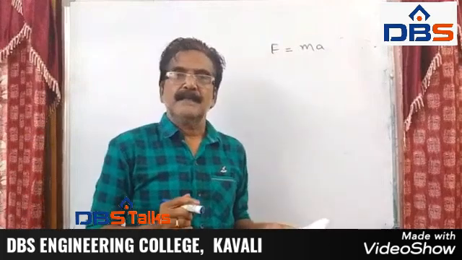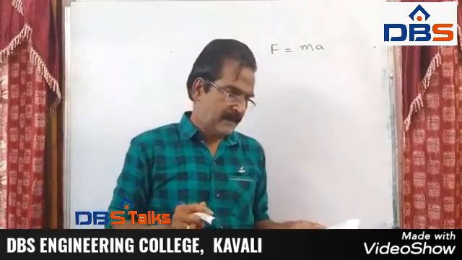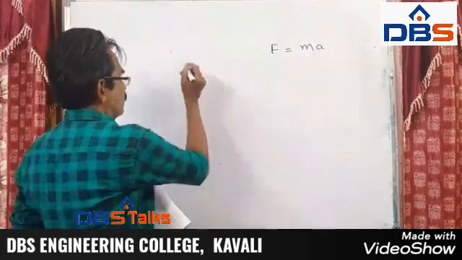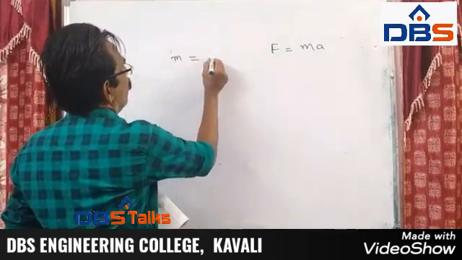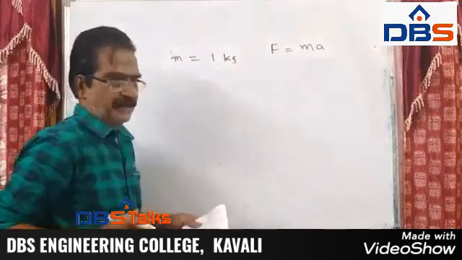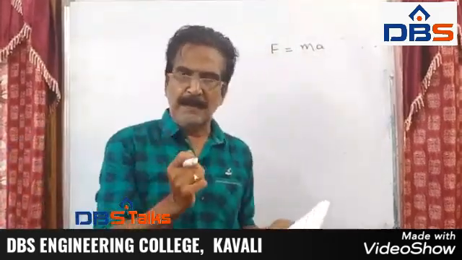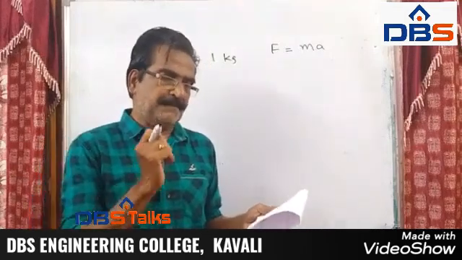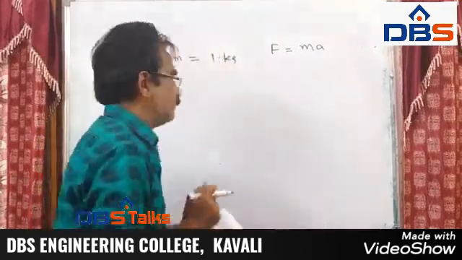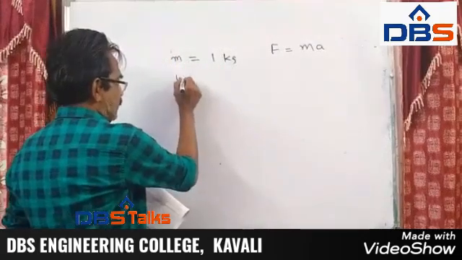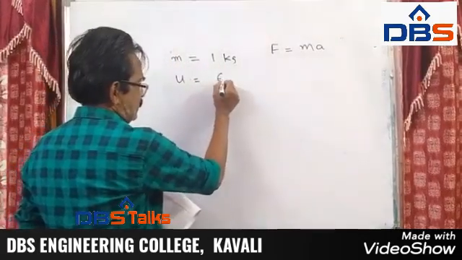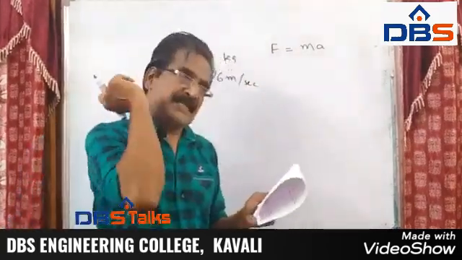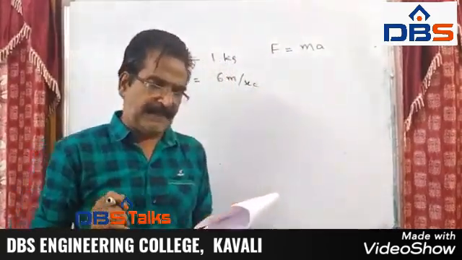A hammer having a mass of 1 kg. Mass is equal to 1 kg. A hammer having a mass of 1 kg is going with a speed of 6 meters per second. That is, the initial velocity of the hammer is 6 meters per second.